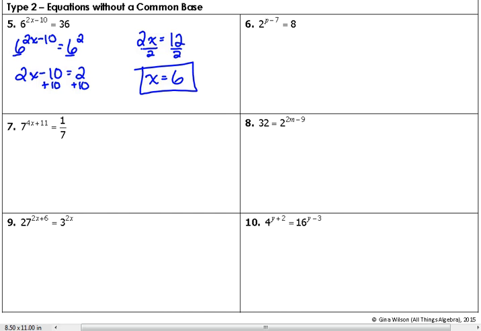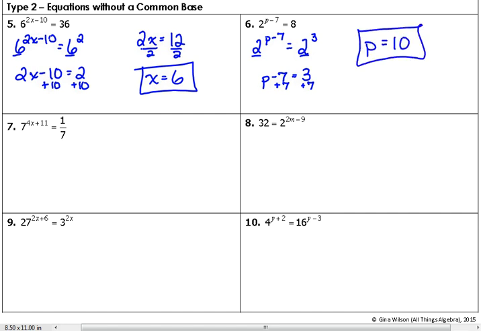Number 6, 2 to the p minus 7 is equal to 8. Now, be careful with this. We're thinking about exponential relationships. We've got to rewrite 8 so that it has a base of 2. So 2 to the third power is 8. So now we have a single base of 2 on both sides. So p minus 7 is equal to 3. Add 7 to both sides. P is equal to 10.